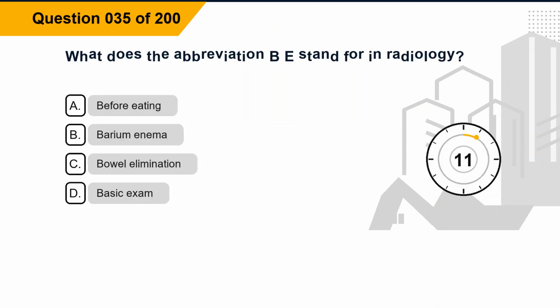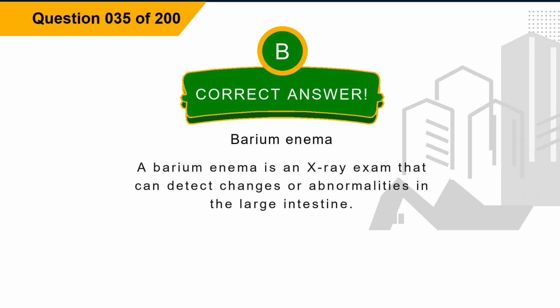Question 35. What does the abbreviation B stand for in radiology? Option A, before eating. Option B, barium enema. Option C, bowel elimination. Option D, basic exam. The correct answer is option B, barium enema. Explanation: a barium enema is an X-ray exam that can detect changes or abnormalities in the large intestine.